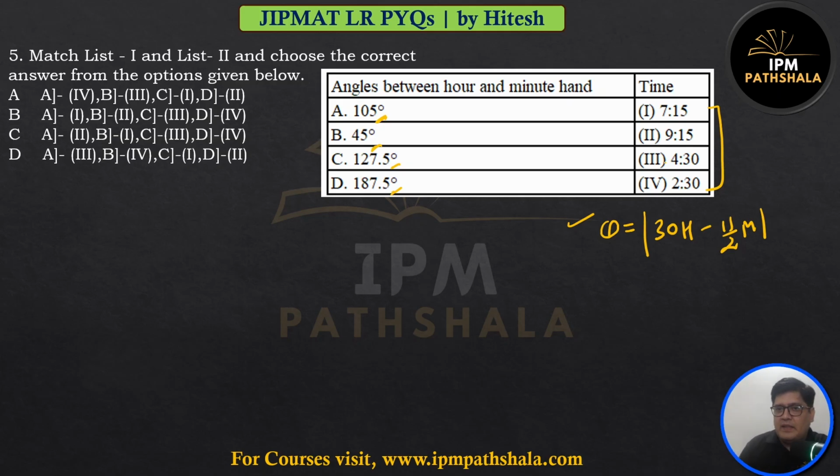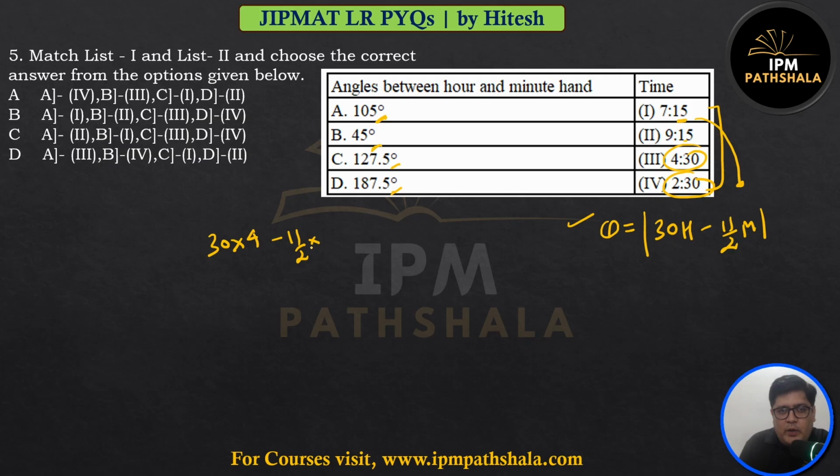Now see, these are odd values. I'm supposed to put the value of minute here. When I put 15 into 11 by 2, I'll get decimals. I'm more comfortable with integers. So I will maybe test this one. These are integers. I want to know at 4:30 what the angle will be. So I'll put 4 here, 30 into 4, because it is 4 hours and minutes is 30.